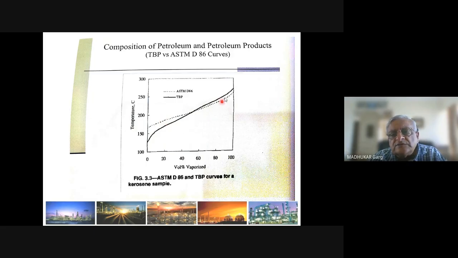That's why there are methods which have been developed by the industry to convert ASTM D86 to TBP and vice versa, and we'll talk about that later, because the industry actually believes more in TBP, but ASTM D86 is quicker and faster to do. Okay.